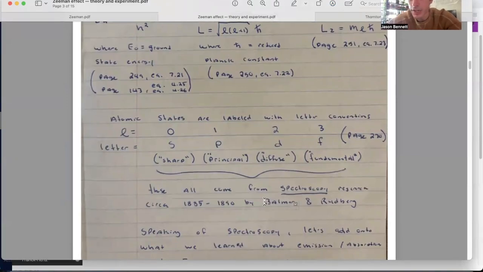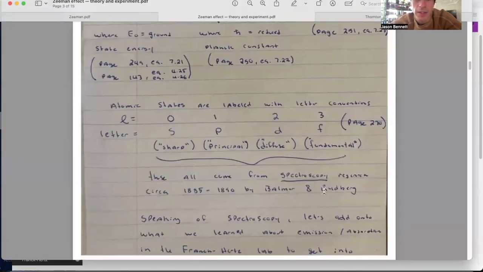Balmer, like the Balmer series, and the Rydberg formula. Rydberg atoms are like a big old research topic. I actually worked on those in college. So I think this is a nice lead in because it explains what we're going to be observing. We are doing spectroscopy in this lab.